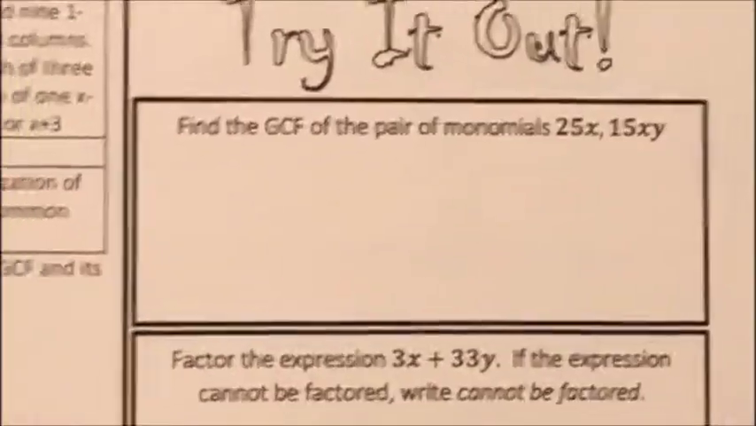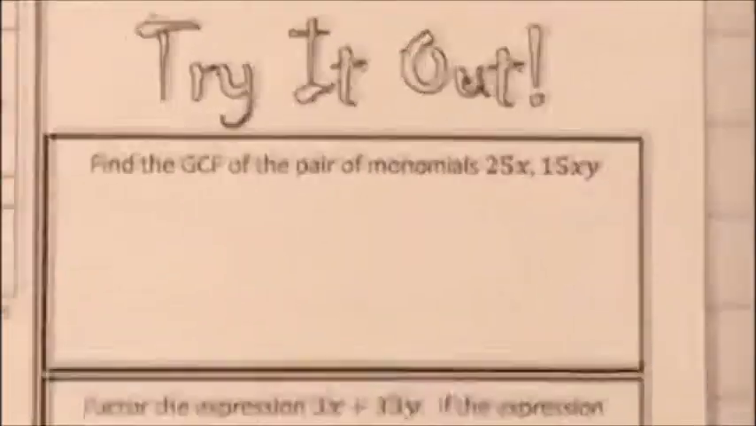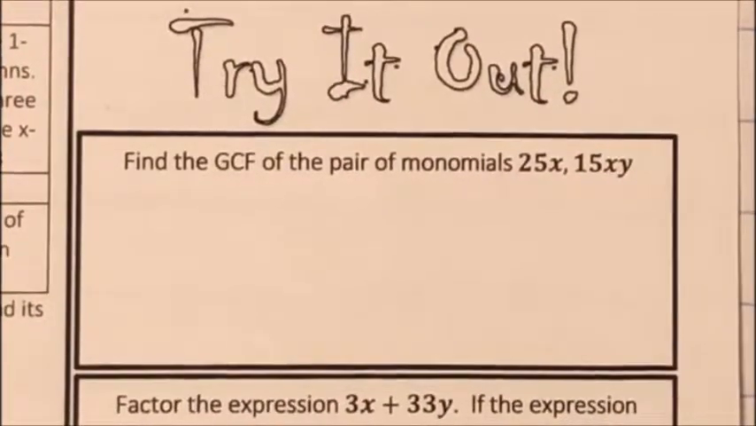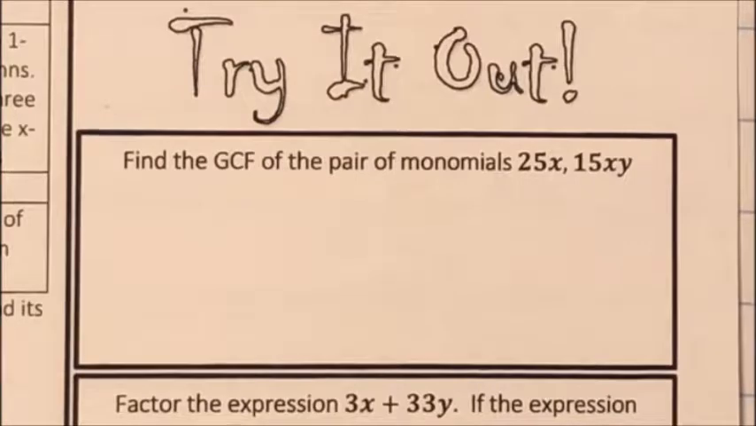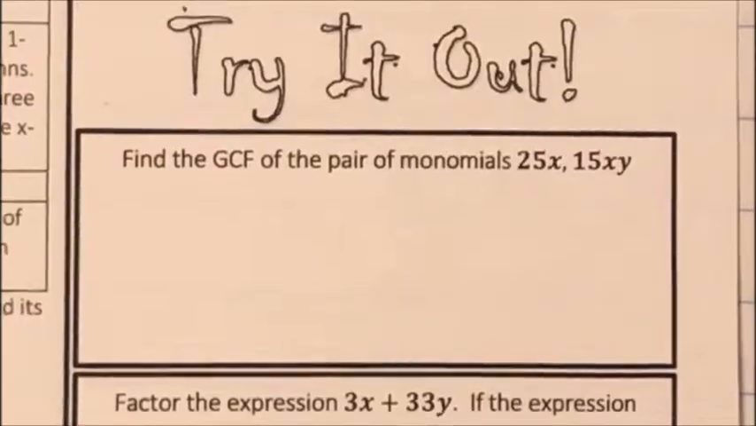All right, there are a couple of try problems, so I want you to go ahead, pause the video, try them out, and then we will go over the answers together. All right, now that you've had a chance to look over the questions, let's go over the answers together. The first try problem says find the GCF of the pair of monomials 25x and 15xy.